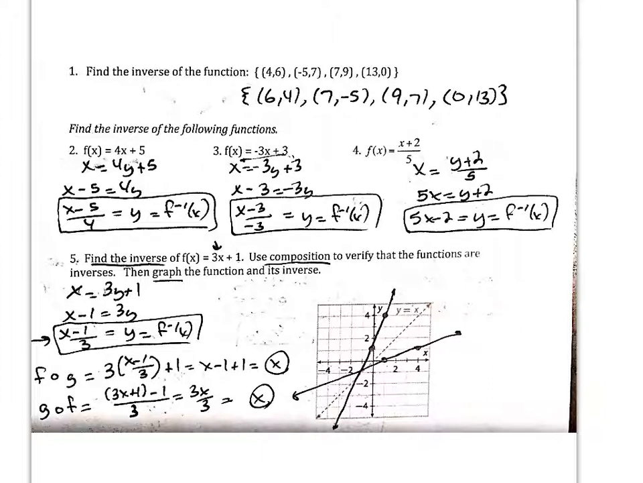Number 5 is probably the longest question on the whole test. You got to do 4 things. Find the inverse, which is just like 2, 3, and 4. Take your x and y and switch them. Move the 1 over, get the y by itself, divide by 3. There's your first part of the answer.